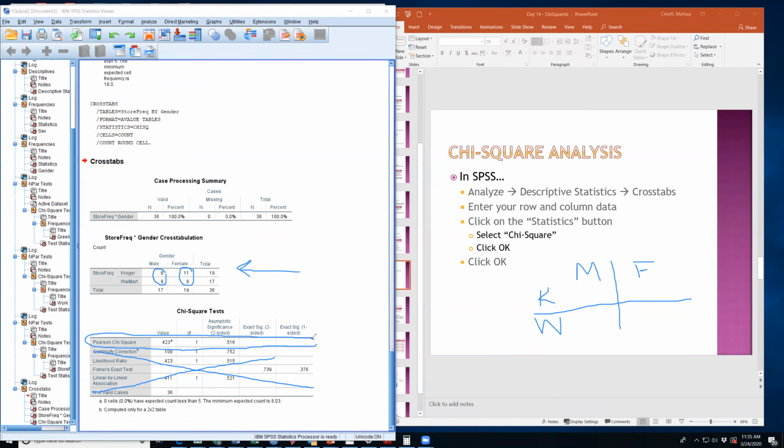Remember, we did a chi-square test, and so we're looking for a chi-square statistic. Here is our chi-square statistic. We have 1 degree of freedom because the men and women could choose between 2 stores, so 2 minus 1 is 1. And here is our p-value.